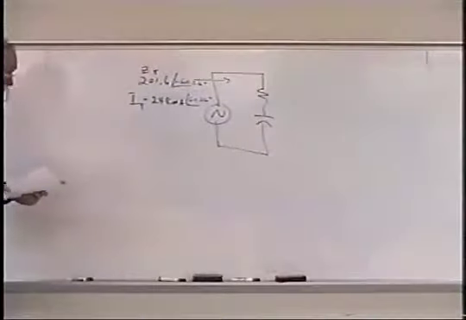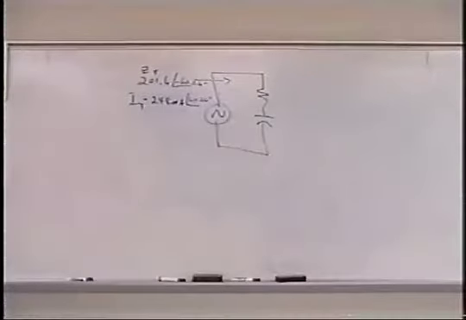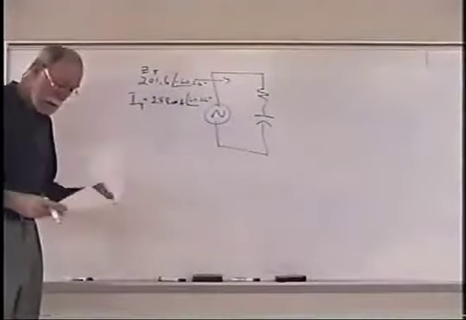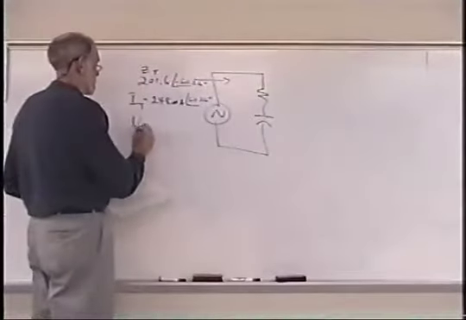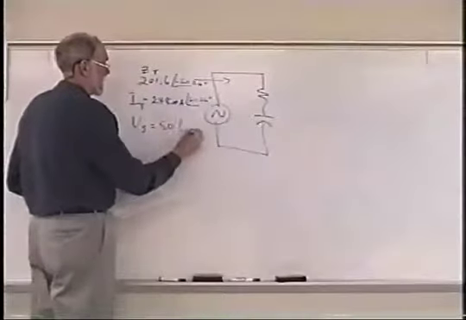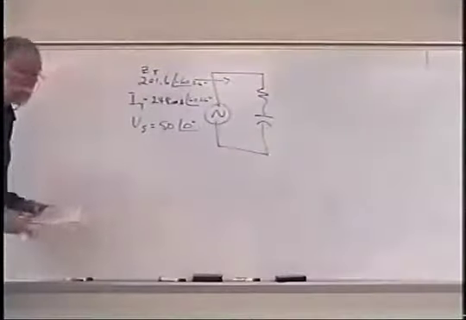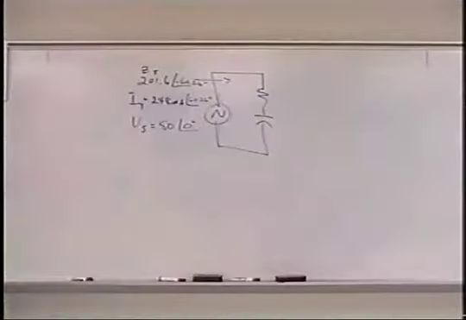Same angle as the impedance, except positive instead of negative. All right, now then, the voltage we had applied to this circuit, the V source, was 50 volts at an angle of 0 degrees. We didn't have any phase angle associated with our source voltage.